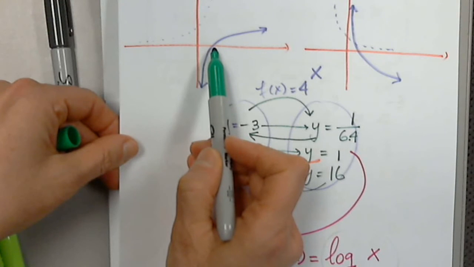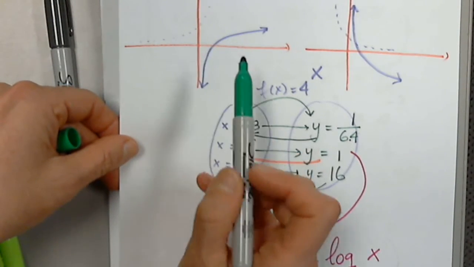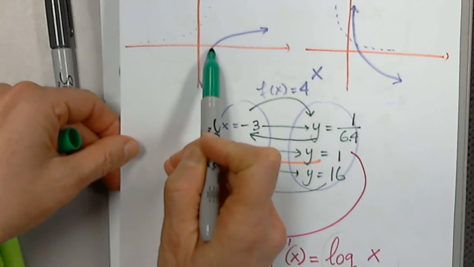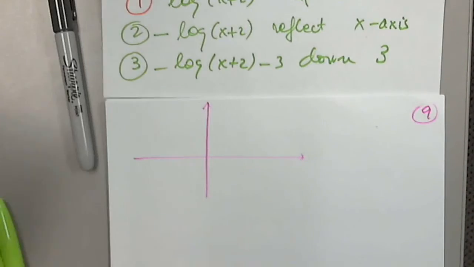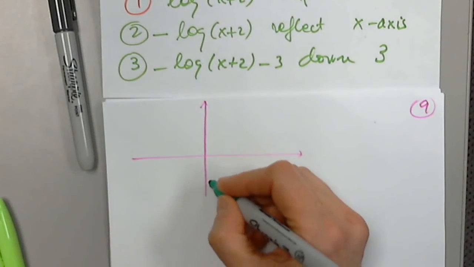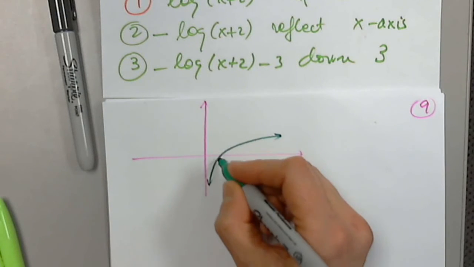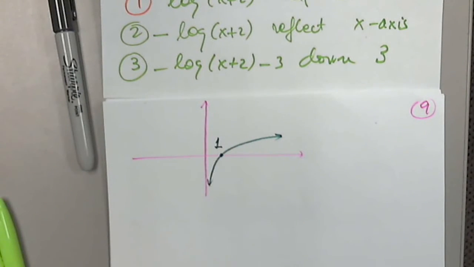Any log function with a base greater than 1 or less than 1, if it's the simplest possible one, will always cross at what is this point? 1, 0. Exactly. So here's the base, and this is definitely 1. And that is log, common log, x. Good.